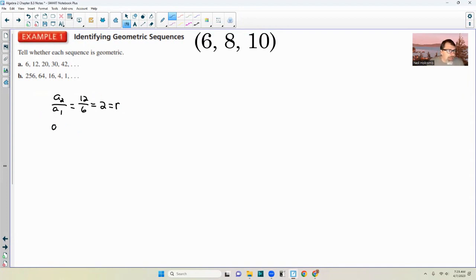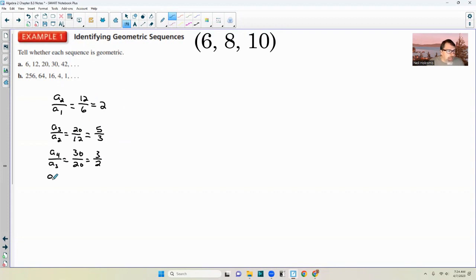So then I'm going to say a sub 3 divided by a sub 2 equals third term 20, second term 12. Okay, and 20 divided by 12 reduces to 10 over 6. 10 over 6 reduces to 5 over 3. And I'm going to erase this r now because they're not equal. Then I'm going to take a sub 4 and divide it by a sub 3. So a sub 4 is 30, a sub 3 is 20. The zeros cancel. That reduces to 3 halves.